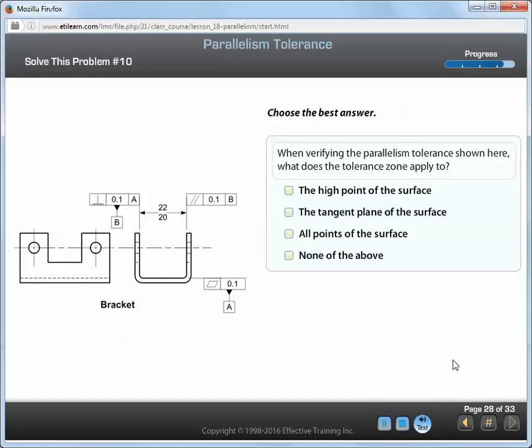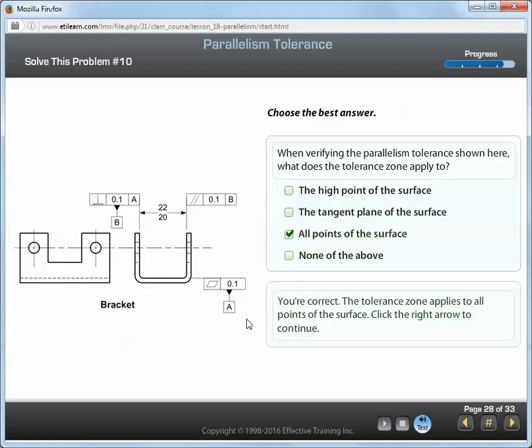When verifying the parallelism tolerance shown here, what does the tolerance zone apply to? You're correct. The tolerance zone applies to all points of the surface. Click the right arrow to continue.